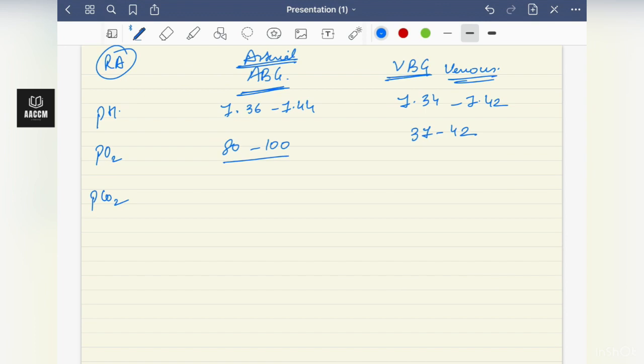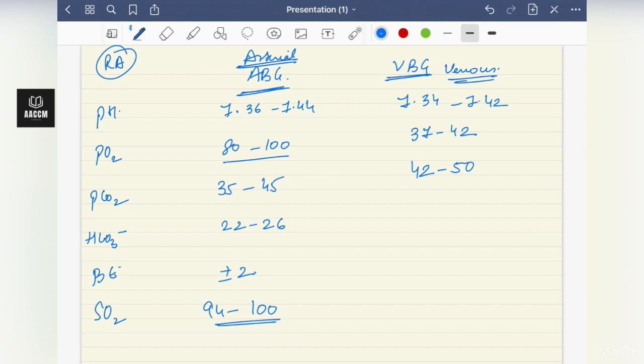The PCO2 levels should be 35 to 45 in a normal ABG. Obviously, in a venous sample, the PCO2 level should rise. It should be 42 to 50. The bicarbonate levels in an arterial sample should be 22 to 26, and the base excess should be plus minus 2, and the saturation should be 94 to 100%. Again, the saturation should drop in a VBG. I hope I'm clear till now.